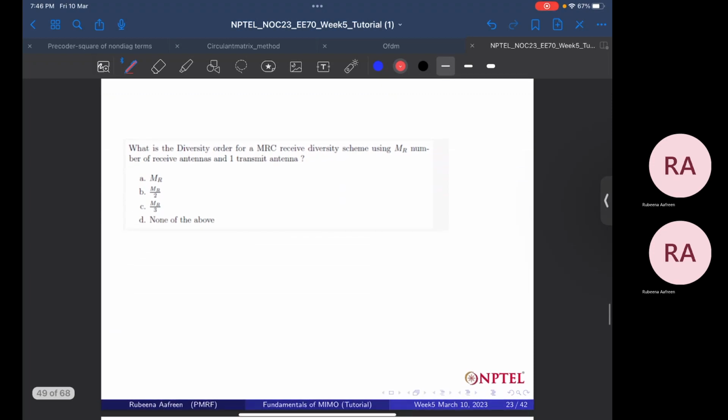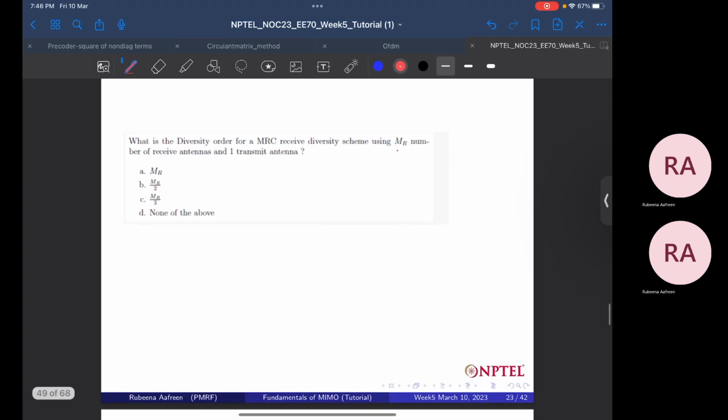Here it is asking the diversity order. Just now we have studied, right, that if we have MR receive antennas and one transmit antenna, from MRC we are getting a diversity of MR. We are getting the error probability as gamma to the power of minus MR. So this will give the diversity.